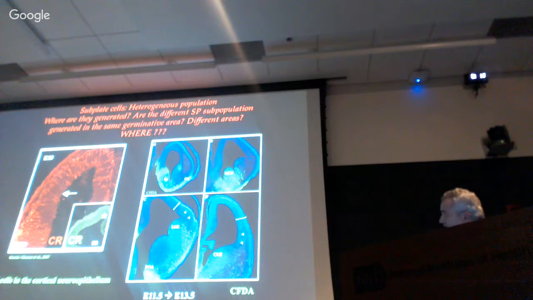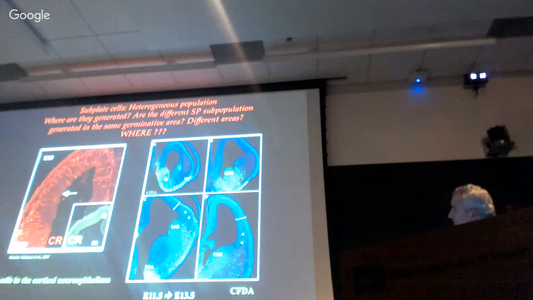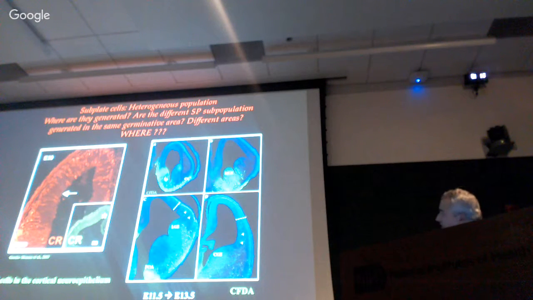Of course, we need injections in different parts of the subpallium to see if there is another extracortical area where the subplate cells can be generated, and we injected in the septal area, in the medial ganglionic eminence, in the lateral ganglionic eminence, in the preoptic area, and so on. And in all these areas, cells only arrive to reach the olfactory cortices and never the cortex.